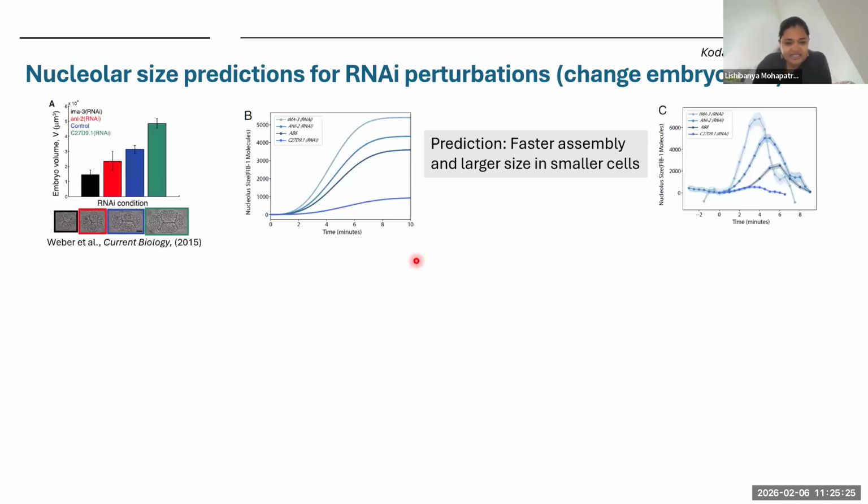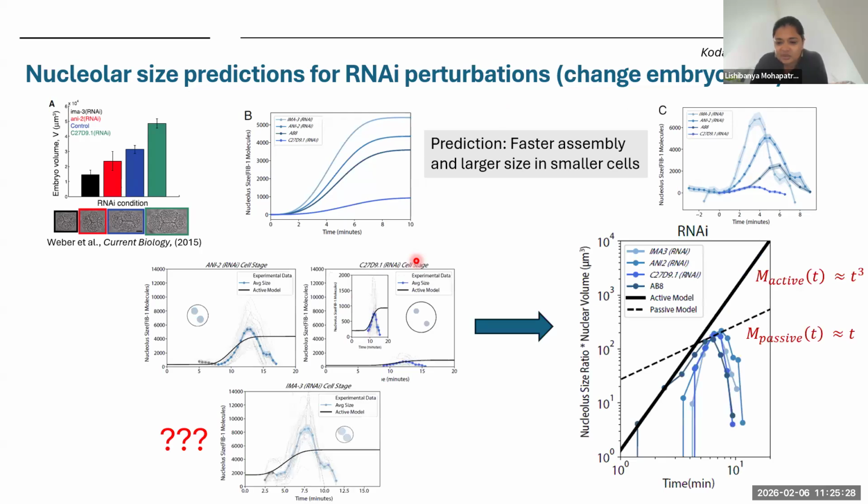But when we compared the data to individual conditions, we saw some interesting observations. While in two of the conditions the scaling was similar to what you would see in the predictions, in one of the conditions, the condition where the embryo size is the smallest, the nucleolus seems to be assembling even faster than what we predict. We have a couple of ideas and we tried them, but this is still a big mystery to us as to why this is happening. So yeah, this was very interesting.